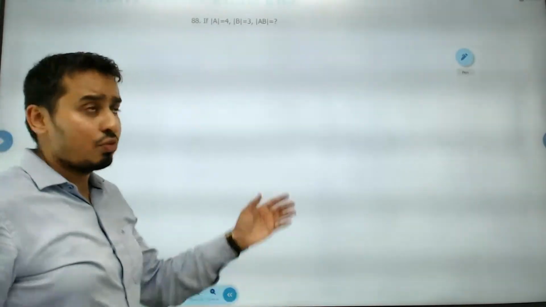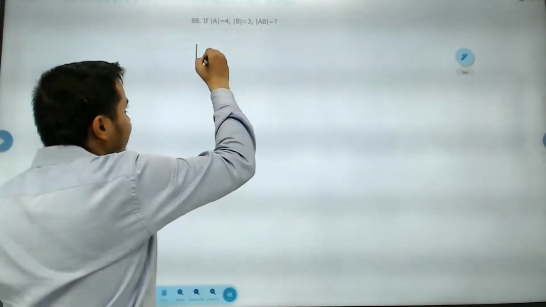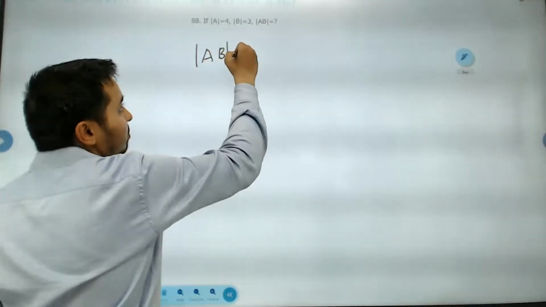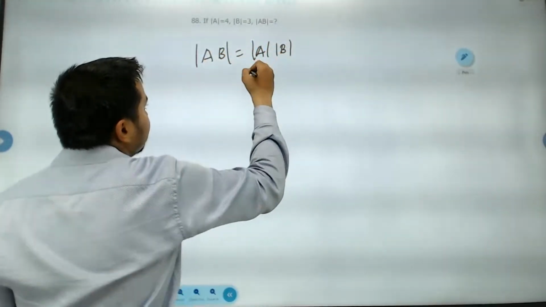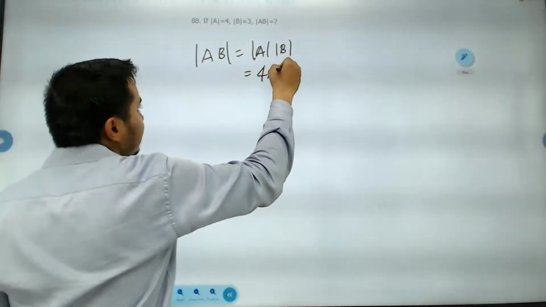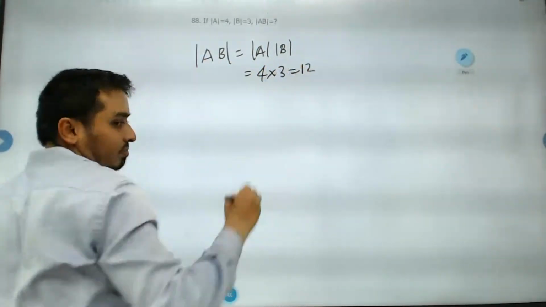If det A is 4 and det B is 3, what is det AB? So we know that the determinant of the product of two matrices is equal to the product of their determinants. So this would be 4 times 3, which gives us 12, right?